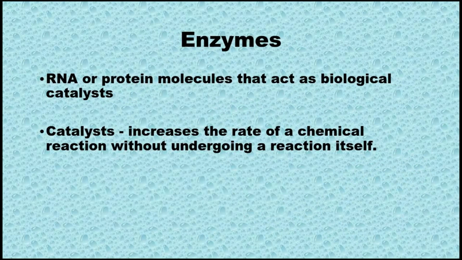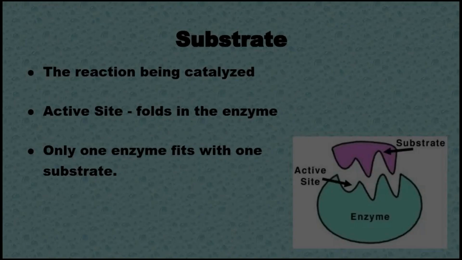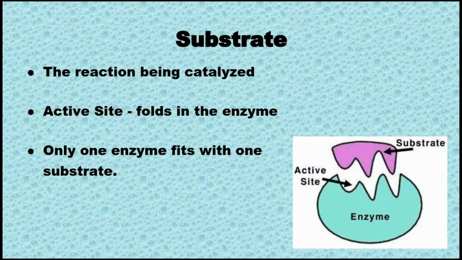Enzymes help speed up biological reactions. So a catalyst is something that makes a reaction go faster, and an enzyme is a special kind of catalyst for those biological reactions. If we look at this picture, a substrate is the reaction that we're trying to speed up, and the enzyme is what's going to speed that up. So where those come together and fit like a puzzle piece is called an active site. So only a specific enzyme will work with a specific reaction or substrate. If they don't match up, then it won't help speed up the reaction.